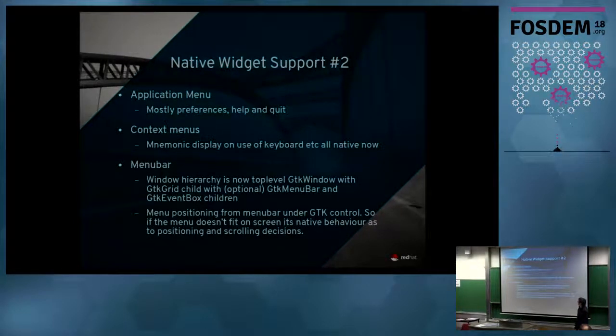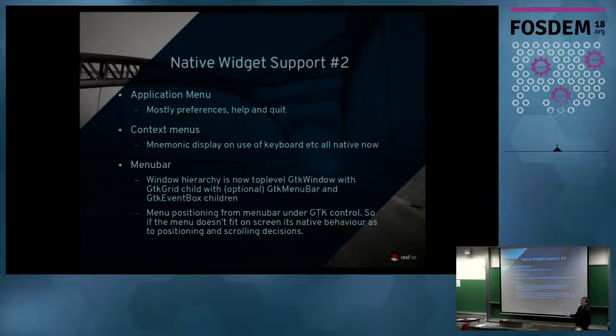What else is native? The app menu, which is available under GNOME, is fully native, of course. Our context menus are now native. If you right-click on something, we actually have real GTK menus there. And the menu bar is now a native GTK3 menu bar. And obviously the menus within it are native GTK3 as well.